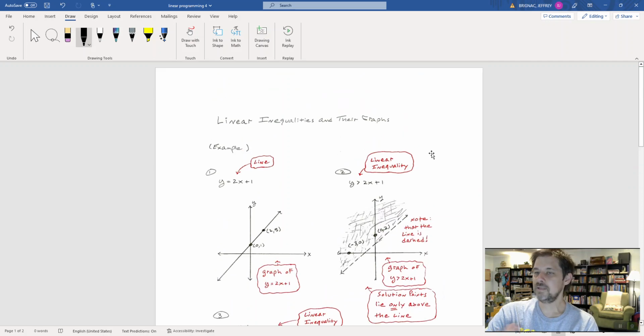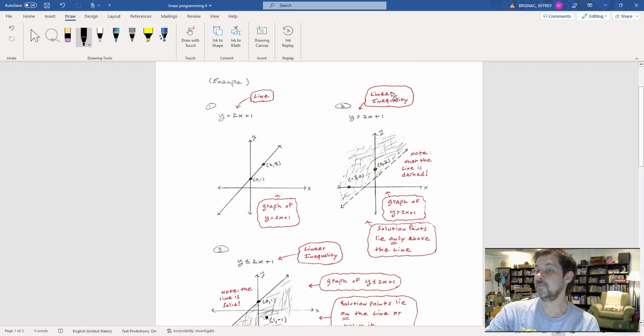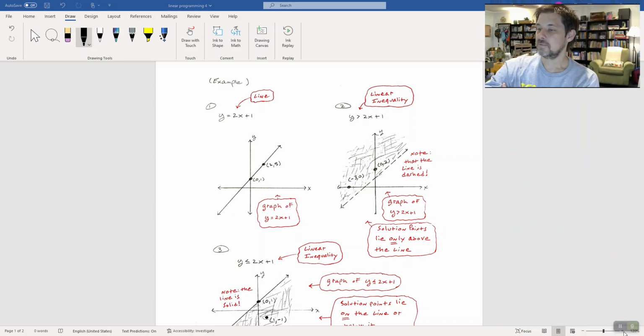What do you think would be different about it if it was an inequality? Suppose it didn't say y equals 2x plus 1, but it said y is more than 2x plus 1, or y is greater than 2x plus 1. How would we understand that? How would it be different, and so on? Well, let's think about it like this.